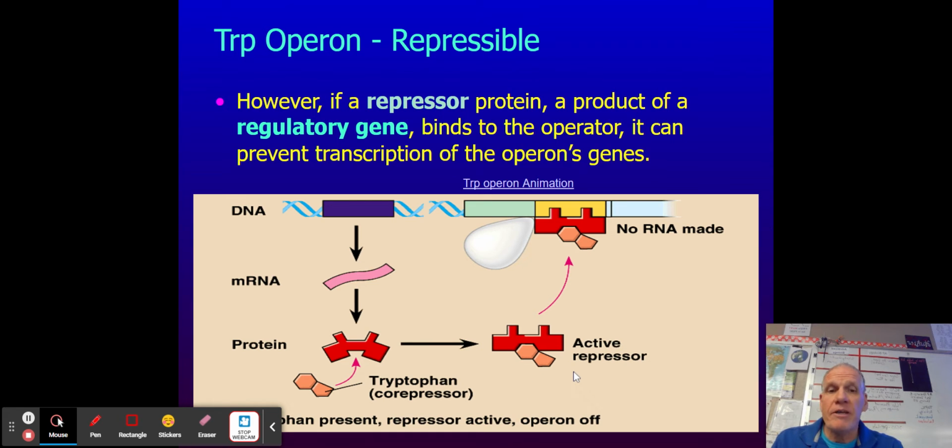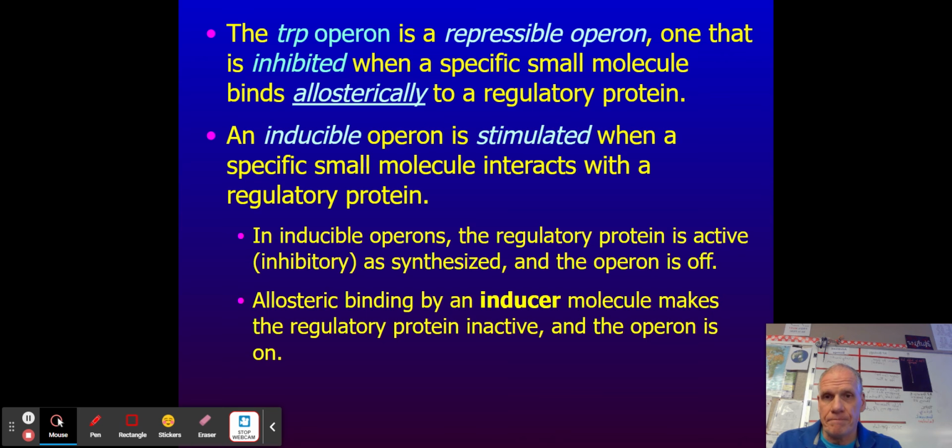Now, if tryptophan is present in the environment, do notice here's my tryptophan, also called a co-repressor. It will bind to the inactive form of the repressor protein or the regulatory protein. That's going to cause the repressor protein to go into its active shape, and then it will now bind to the operator and it will shut that down. So you may want to click on that little trp operon animation. It's a little bit more complex than I'm showing here, but that is okay.